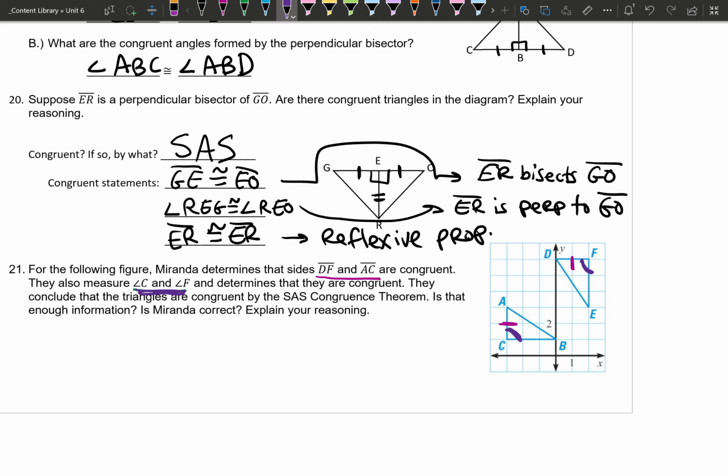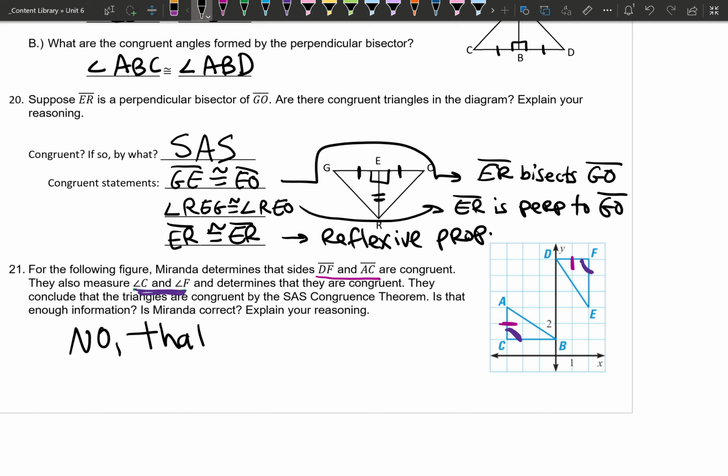Okay. They conclude that these triangles are congruent by side angle side. Is that enough information? Is Miranda correct? Explain your reasoning. Now, sure, we can count and see that there are 3 boxes on CB and EF that Miranda would need to make the side angle side. However, they did not state that. So, unfortunately, no.